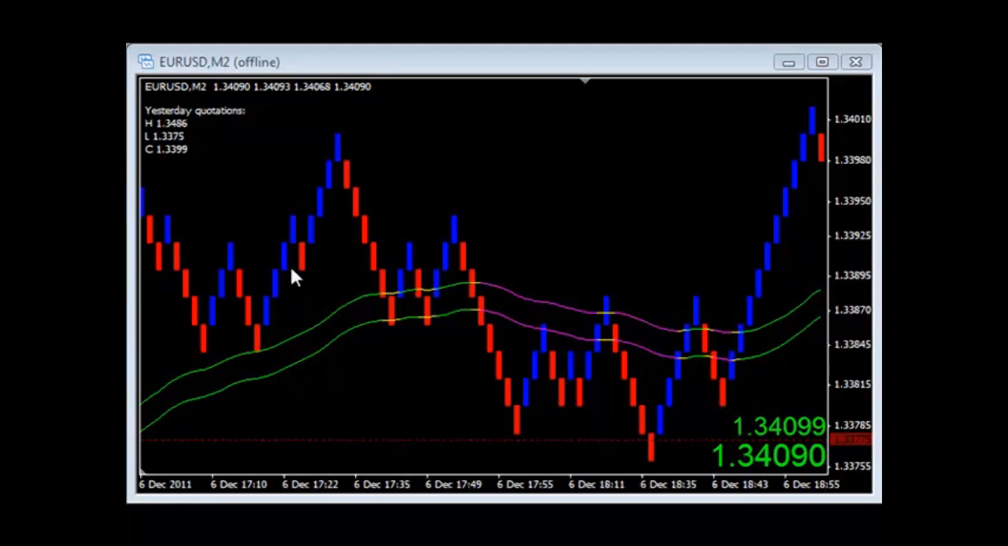This removes all of the noise and all of the uncertainty out of your normal candlestick and bar charts. These boxes will only form when price has moved X number of pips. Like I said, in this case, 2 pips. That can happen in 2 seconds. It can happen in 2 hours.